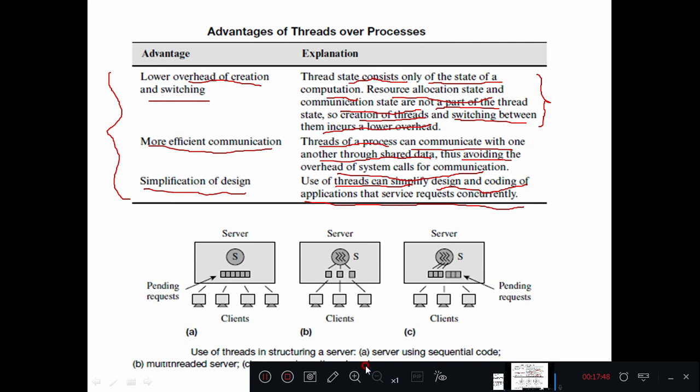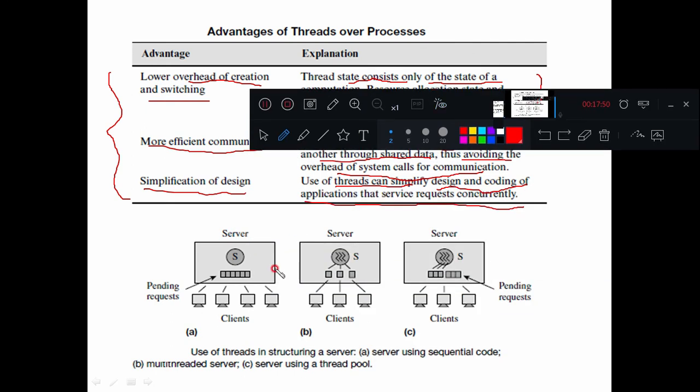Next, we are going to see the three kinds of servers, that is, how use of threads in structuring of a server, right? So first one is server using a sequential code. Second one, multi-threaded server. Third one, server using a thread pool, right?